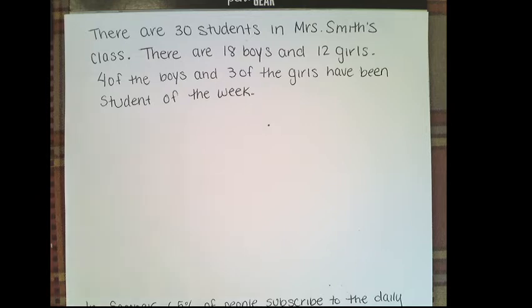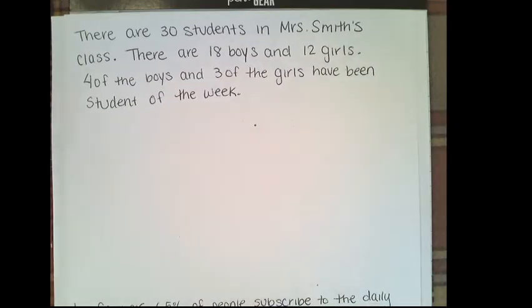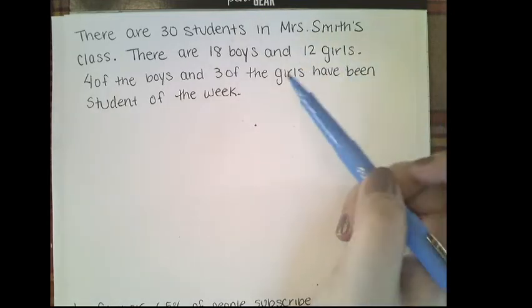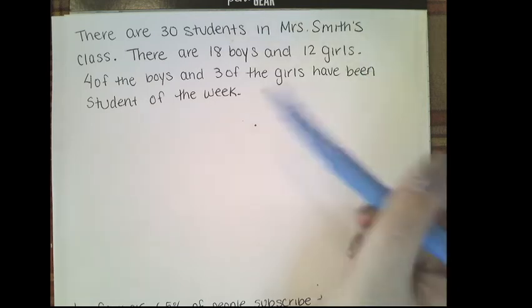So the last thing left on probability is walking you through how to set up these two-way tables. I have two different types, one dealing with numbers and one dealing with percentages, that I'm going to walk you through today. So there are 30 students in Mrs. Smith's class. There are 18 boys and 12 girls. 4 of the boys and 3 of the girls have been Student of the Week.